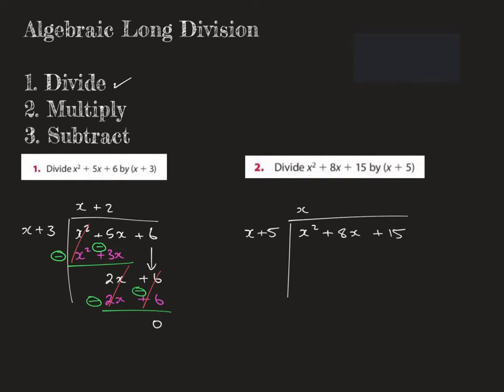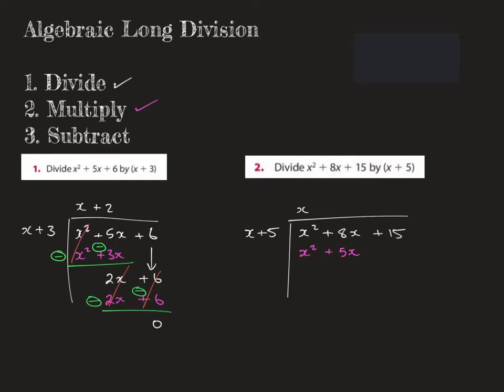The next thing that we're going to do is multiply. So x times x will give us x squared, and plus 5 times x will give us plus 5x. So put in our plus 5x.